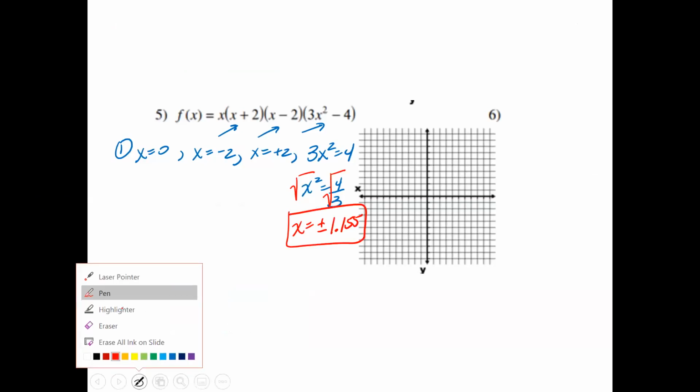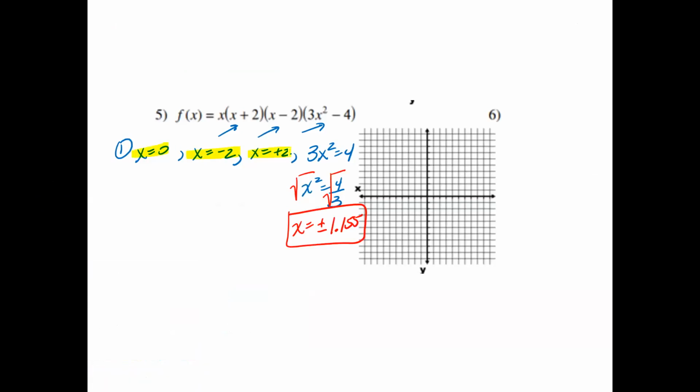So if you look at this right here, you have 1, 2, 3, 4, 5 different zeros. And if you count, there's 1, 1, 1x, and 2x. So if you add them together, 1 plus 1 plus 1 plus 2 should give you 5 zeros.